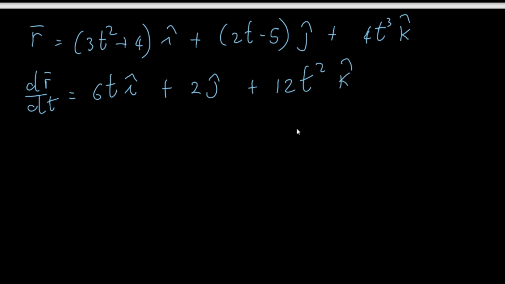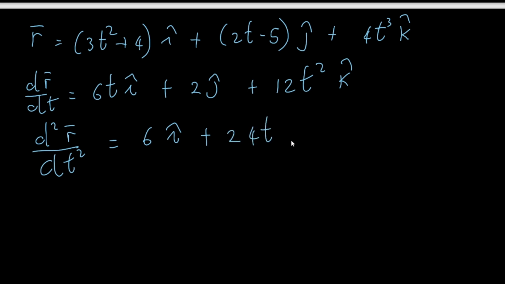So if we wanted to find the second derivative, we would just find the derivative of the first derivative. And that's just 6i plus 24t k. And of course, j being a constant, that just gives us 0.